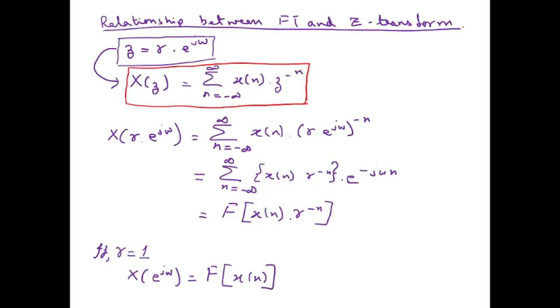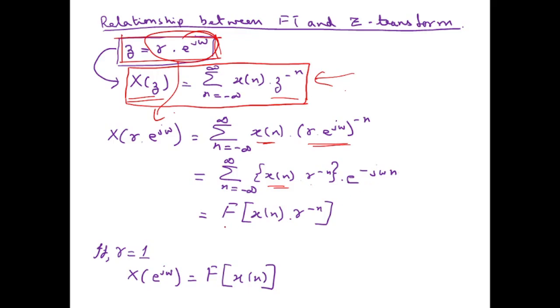So this is the aliasing. Now, the relationship between the Fourier transform and the Z transform. If you see, z equals r into e to the power j omega. If we perform the Z transform, X(z) equals summation of n from minus infinity to infinity of x[n] z to the power minus n, which is the Z transform equation. Now if we place z equals r into e to the power j omega over here, x[n] into r e to the power j omega, to the power minus n, we get summation n equals minus infinity to infinity x[n] r to the power minus n e to the power minus j omega n.